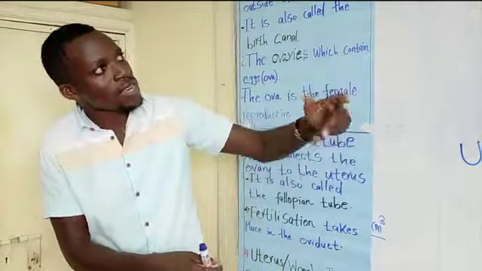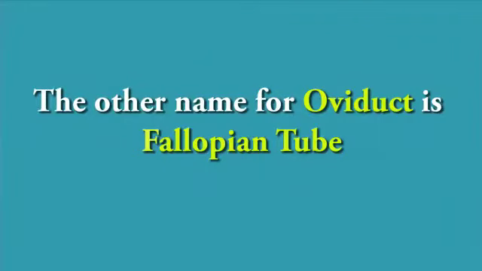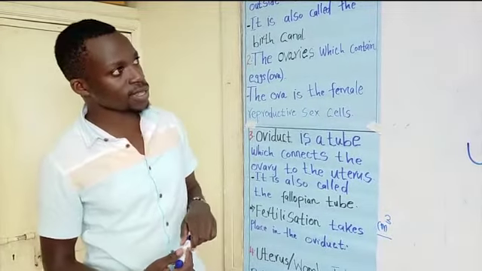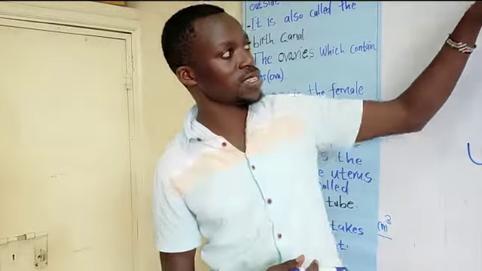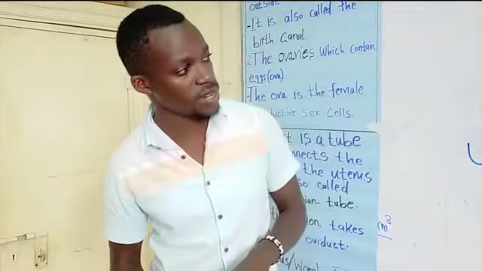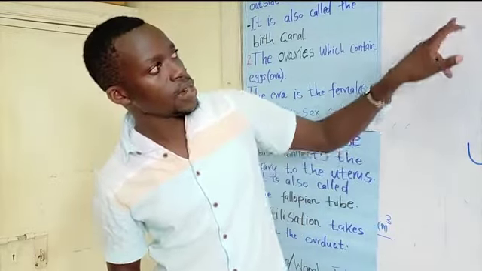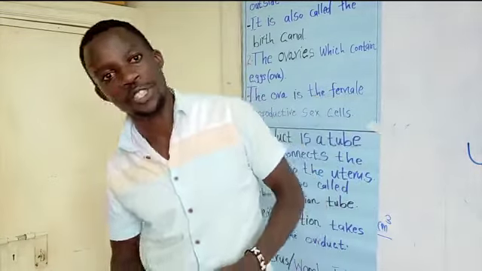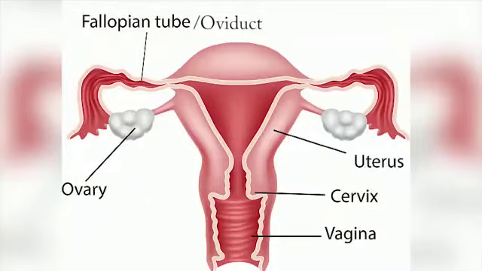The other name for oviduct is fallopian tube. It is also known as fallopian tube. I also want you to understand that once fertilization has taken place in the oviduct, the fertilized egg will move to the uterus.